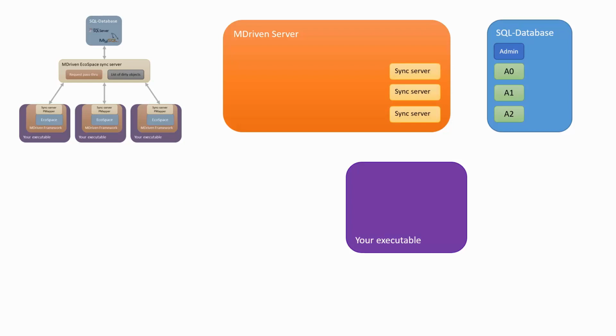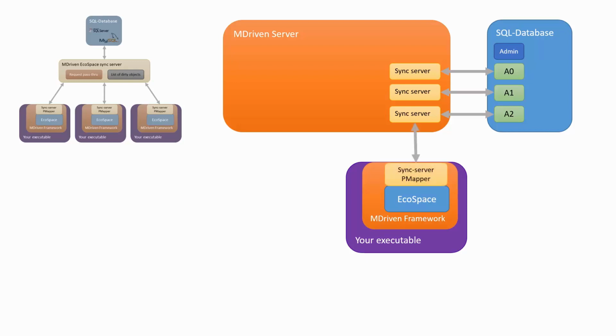We have the same sync servers. Now the sync servers are included inside the MDriven server and talk to the app slots. Your executable has the same MDriven framework and the echo space, and the sync server persistence mapper talking to the sync servers inside the MDriven server. Now for the most important part, and the part that you see of the MDriven server, and that is the IIS engine. The MDriven server is an IIS application running inside the Internet Information Server.